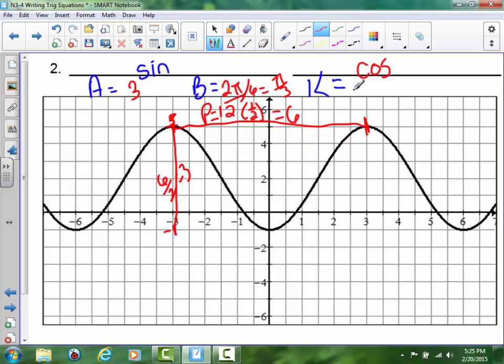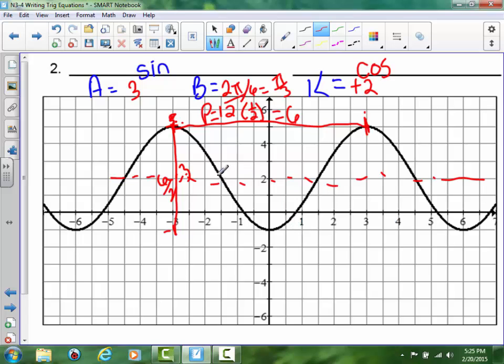Okay, and we said K would be the maximum minus the amplitude, so we have 5, take away 3 would put us at 2. So my shift line here is at 2. So K equals positive 2.